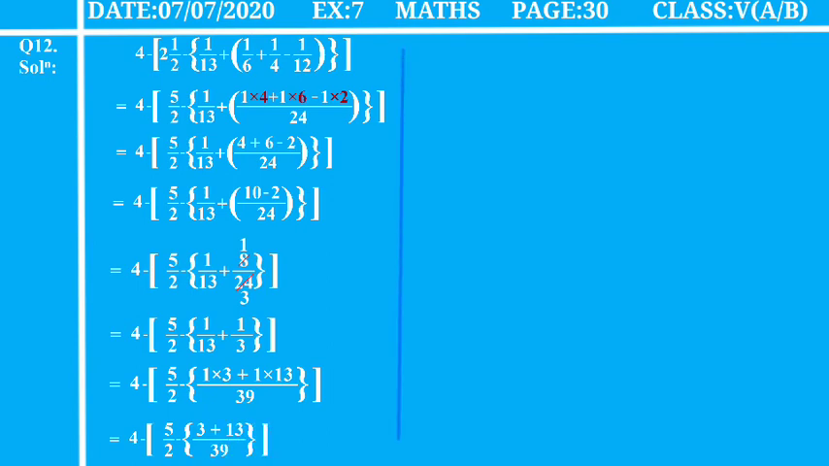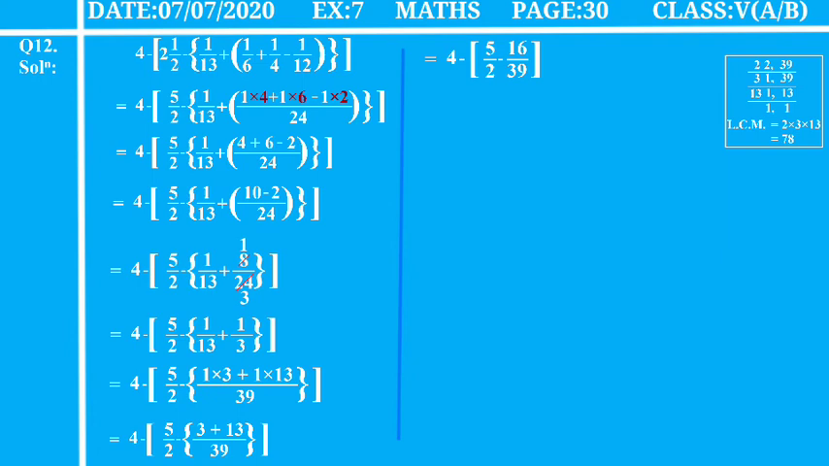Then continue. Let me write on the side. You cannot write on the side, okay? You have to write directly below. In your notebook, do not write on the side. You have to go below, okay? Straight. So 5 by 2 minus 13 plus 3 is 16 by 39. So take the LCM of 2 and 39. It is how much? 78.